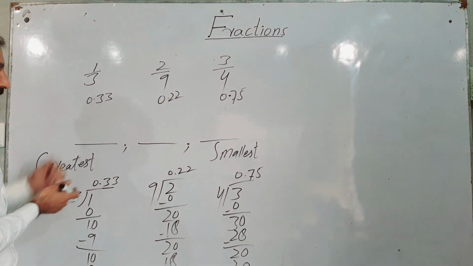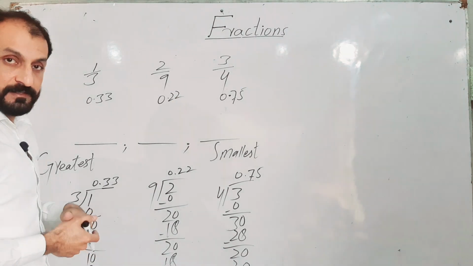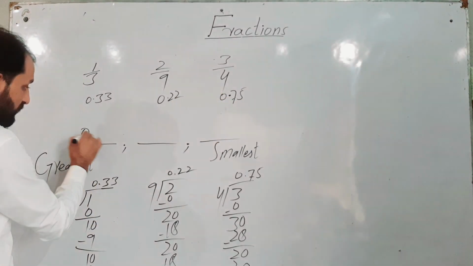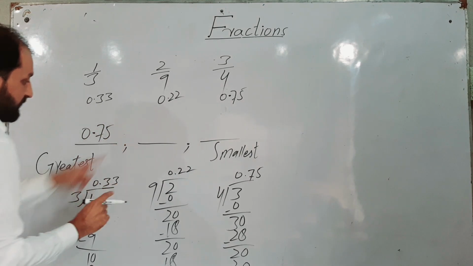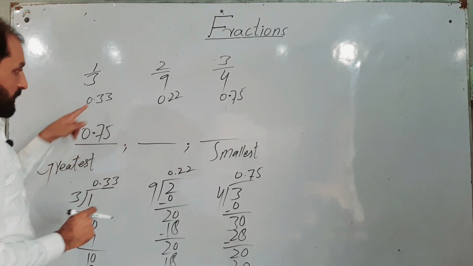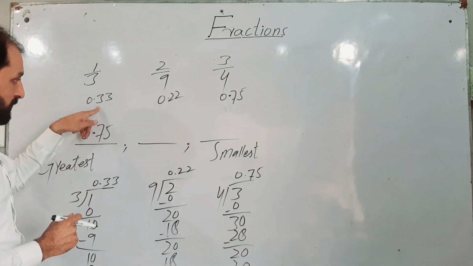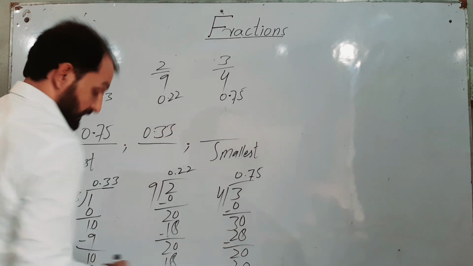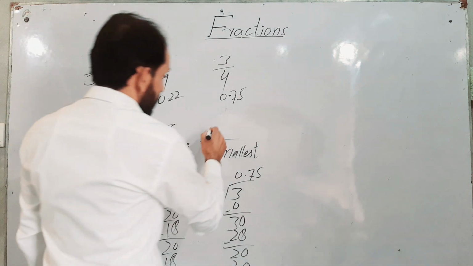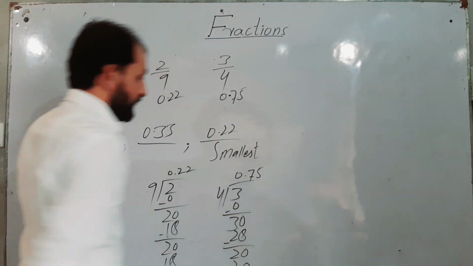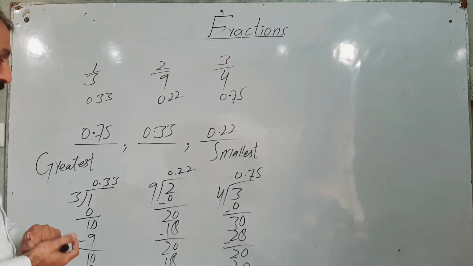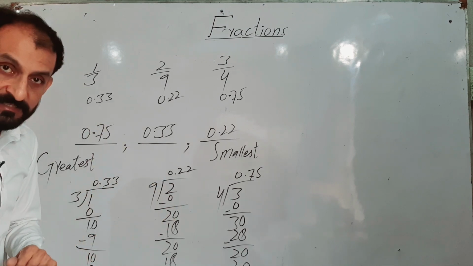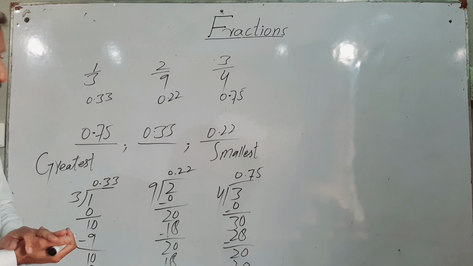As you can see, which number is greater? 0.75 is the greatest number. Then the second number is 0.33. 0.33 is the second number and the smallest number is 0.22. We can use the concept of division to find which number is greater and which number is smallest.